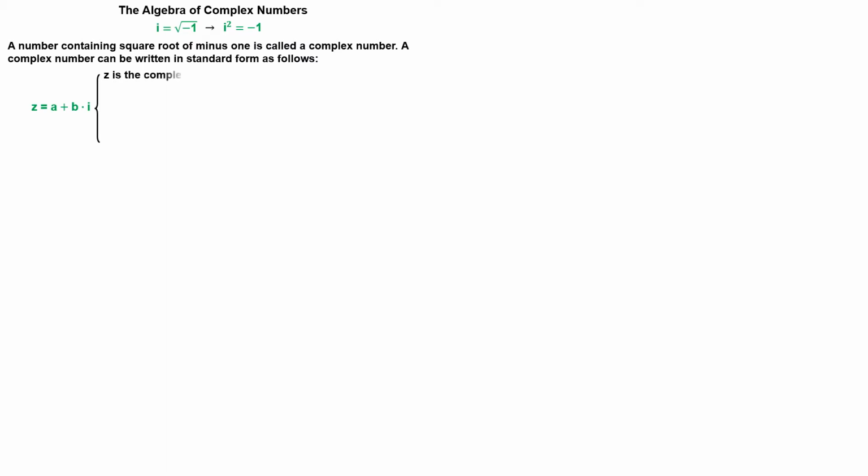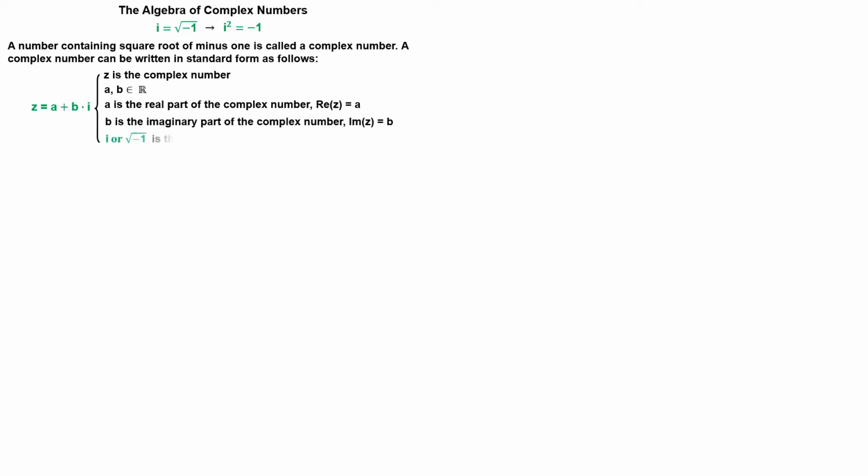A number containing the square root of -1 is called a complex number. A complex number can be written in standard form as follows: z equals a plus b times i. z is the complex number. The letter z is usually used to denote a complex number. a and b are real numbers. a is the real part of the complex number. b is the imaginary part of the complex number. i, or square root of -1, is the imaginary number.